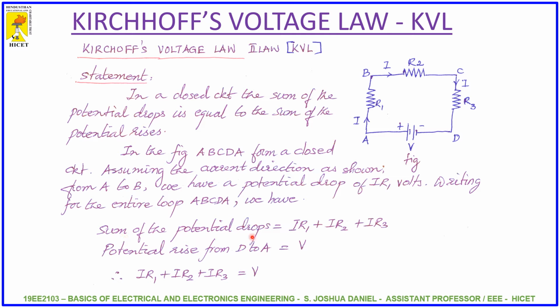You can see the sum of potential drops is written using Ohm's law, V is equal to IR. So we can write the potential drops across R1, R2 and R3 as IR1 plus IR2 plus IR3, since the current I is the same for all the elements. The potential rise from D to A is V. So Kirchhoff's voltage law gives IR1 plus IR2 plus IR3 is equal to V. This is Kirchhoff's voltage law.